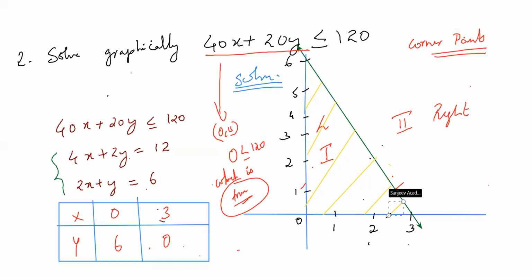Then I have mentioned the corner point. My corner points in this question are 0, 0, then 3, 0 and 0, 6. So we are not shading this other part, because our corner points are 0, 6, 3, 0 and 0, 0. I'll write it down in words so that it will be helpful for everyone.